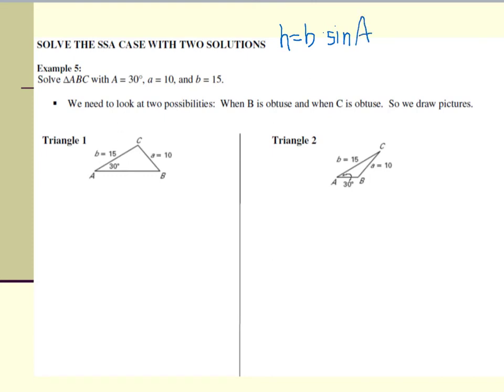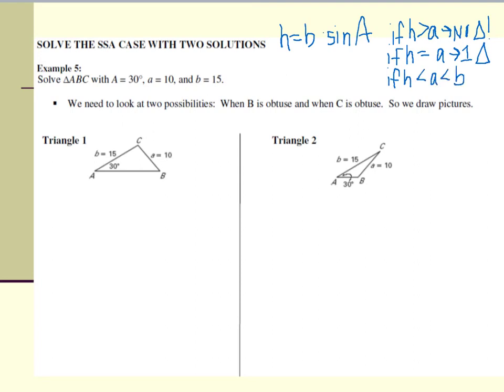What you need to know is that if H is greater than A, no triangle is possible. If H equals A, there's one triangle. And if A is between H and B, that's when we find two triangles. We'll talk about this a little more tomorrow, but this is how we tell how many possible triangles there are going to be when we're given two sides and an angle for a triangle.